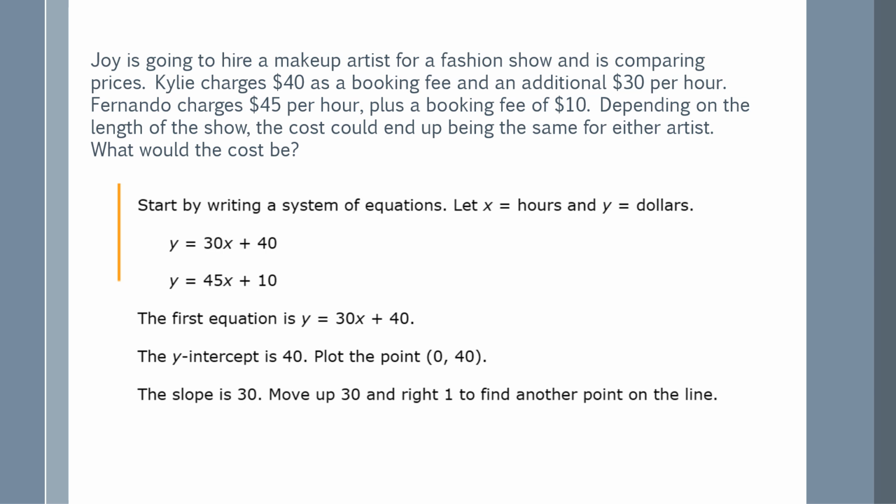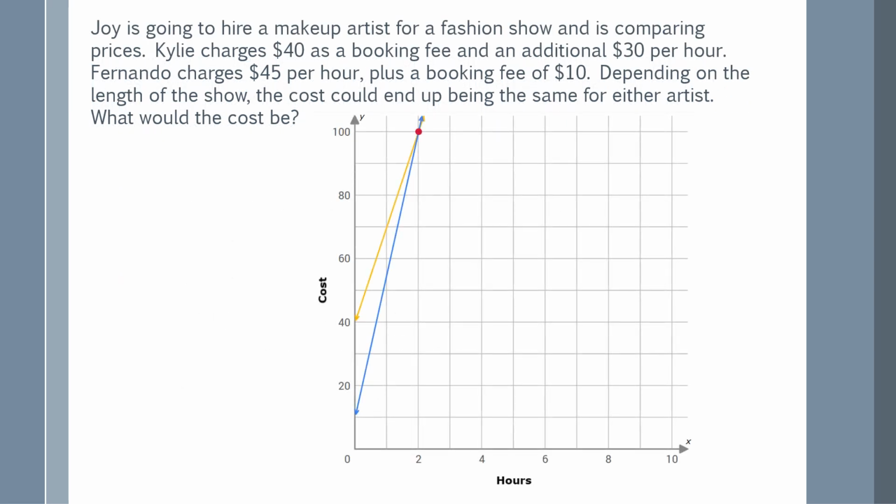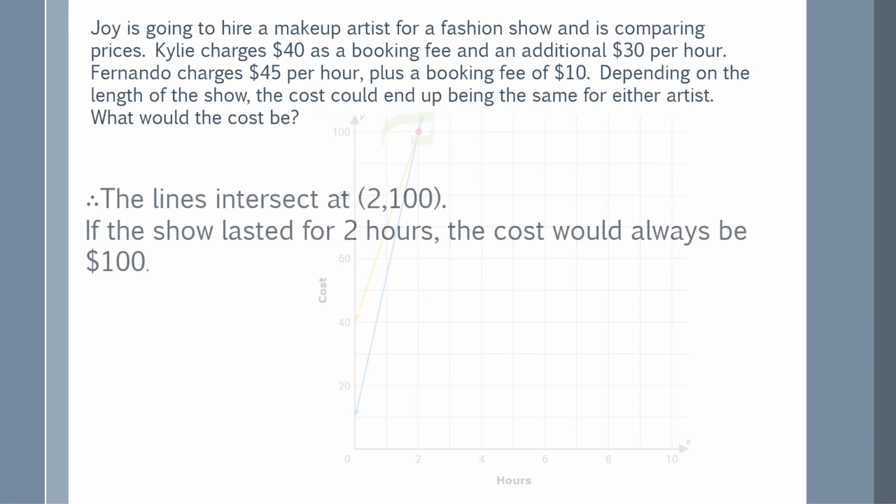Now, you can put this in Desmos exactly as you see it, and you should come across a particular intercept. And when you graph this in Desmos, you're going to have to zoom all the way out because you deal with some bigger numbers. It's going to be in 2 hours, they're both going to charge $100. And that's what happens.